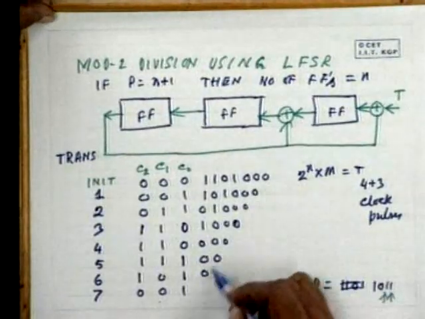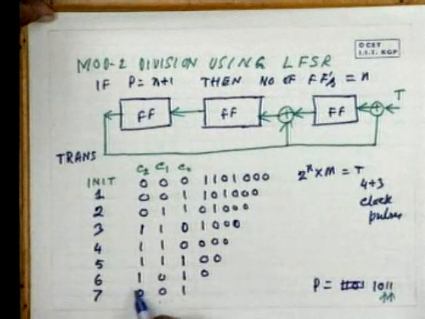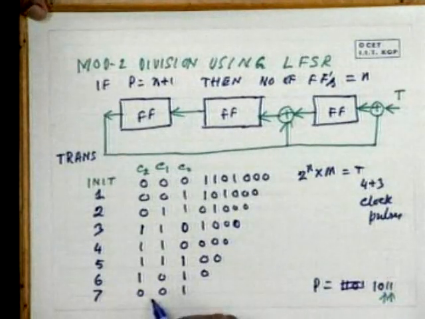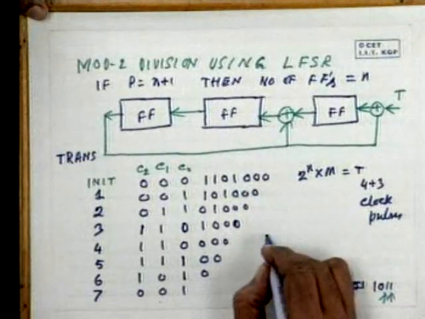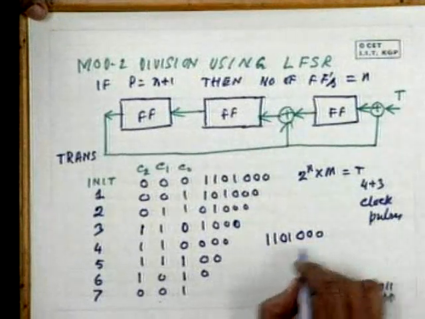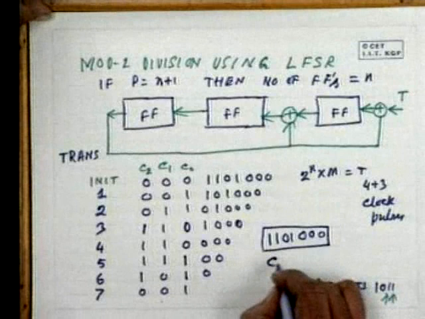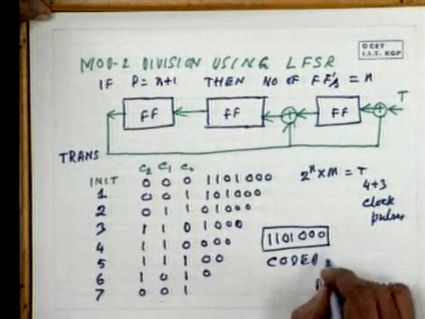Now this is what you get at the transmitter, that means the remainder. This remainder is now concatenated with this, as we have already explained, to get 1 1 0 1 0 0 0, and this is being sent as the coded data.